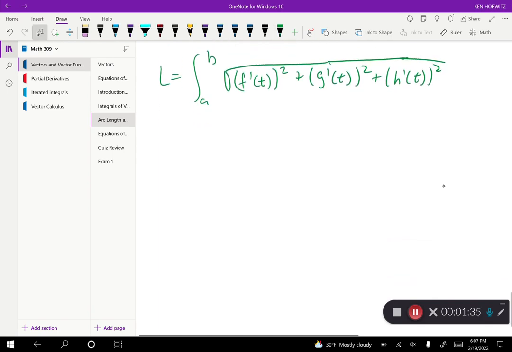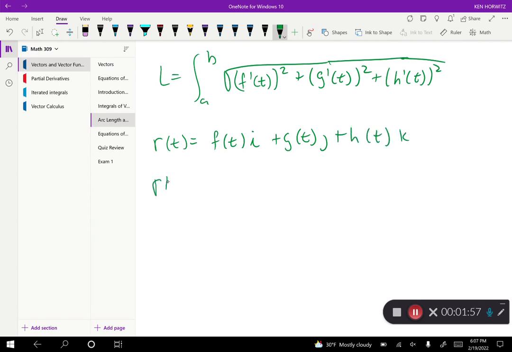To me, it looks like magnitude. So if r of t is what we're given as a vector valued function, and then we take r prime of t, we get f prime of t i plus g prime of t in the j direction and h prime of t k.